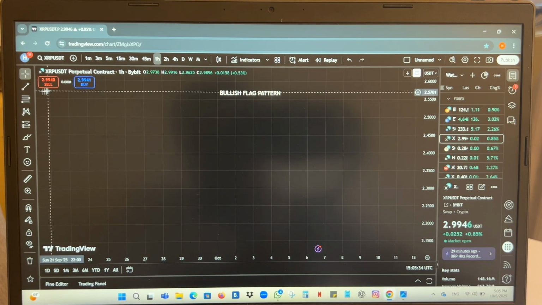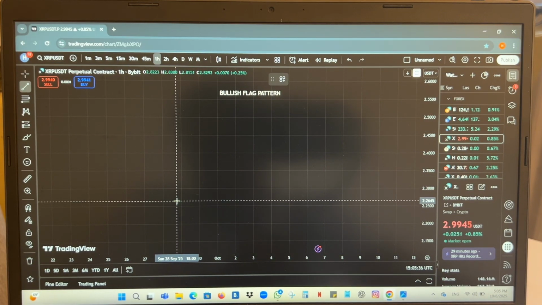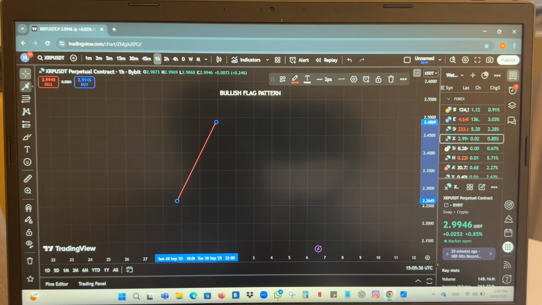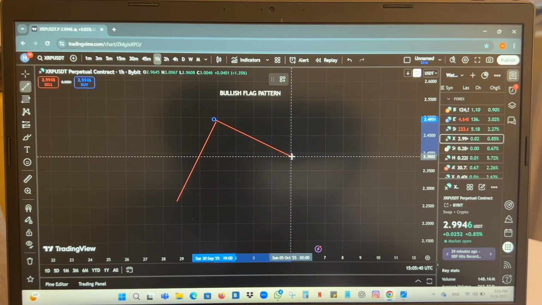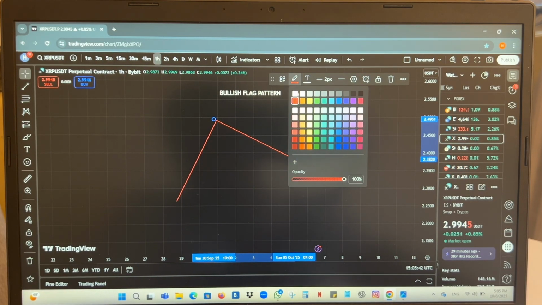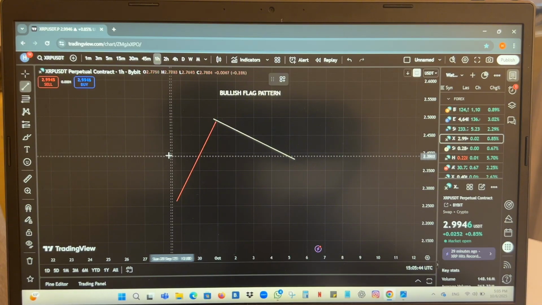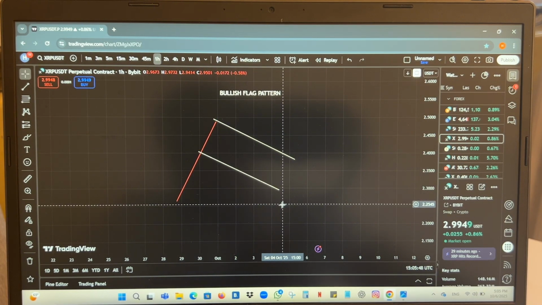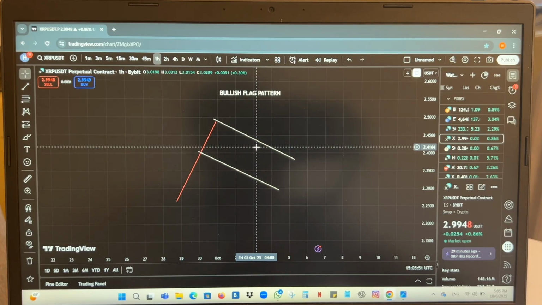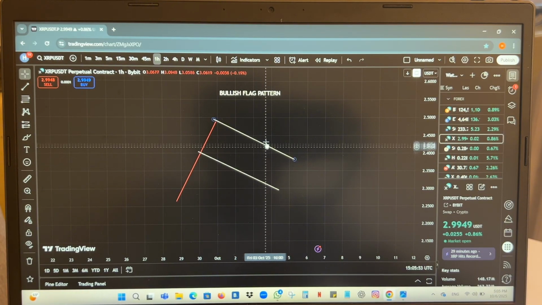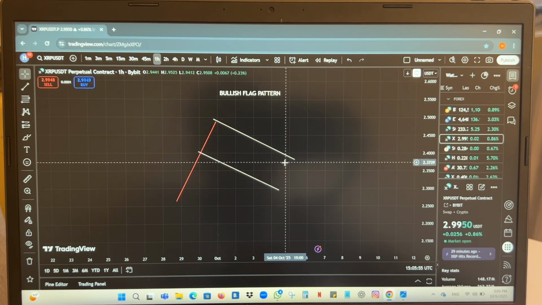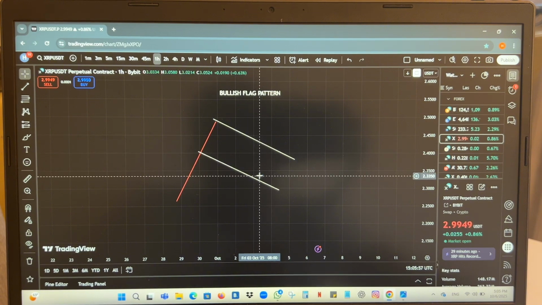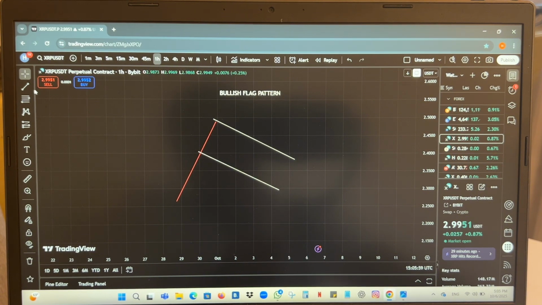So basically the bullish flag pattern explains every single thing you need to know when you read the name. It's going to be just like a flag pattern, and these two are going to be trend lines. This is going to be a trend line as well. These two trend lines should be parallel to each other. Keep that in mind.